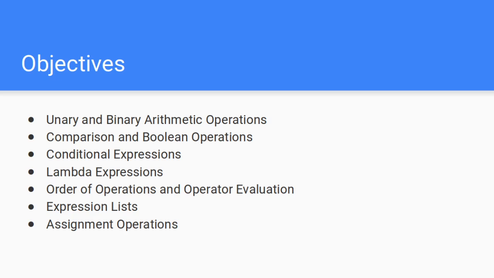The objectives of this session are talking about unary and binary arithmetic operations, comparison and Boolean operations, conditional expressions, as well as lambda expressions, and the order of operations and operator evaluation, talking about expression lists, and finally assignment operations. Now these things we've all used before, but now we're going to get deeper into the discussion.